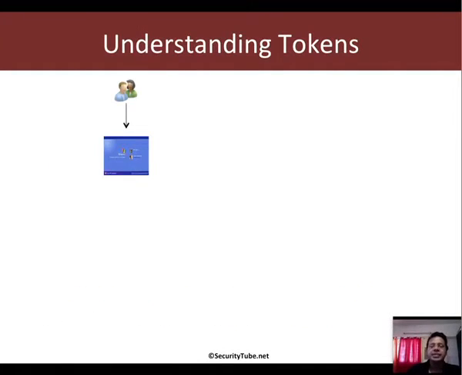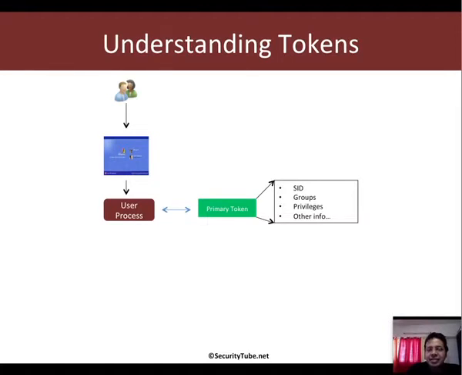Now, how do tokens work? When a user logs on to a machine by entering his username and password at the logon screen, various processes are created on his behalf, like explorer.exe. These processes get what is called the primary token of the user, which contains details such as the SID, which uniquely identifies the user on the system, the different groups the user belongs to, as well as different privileges and permissions allowed to the given user.